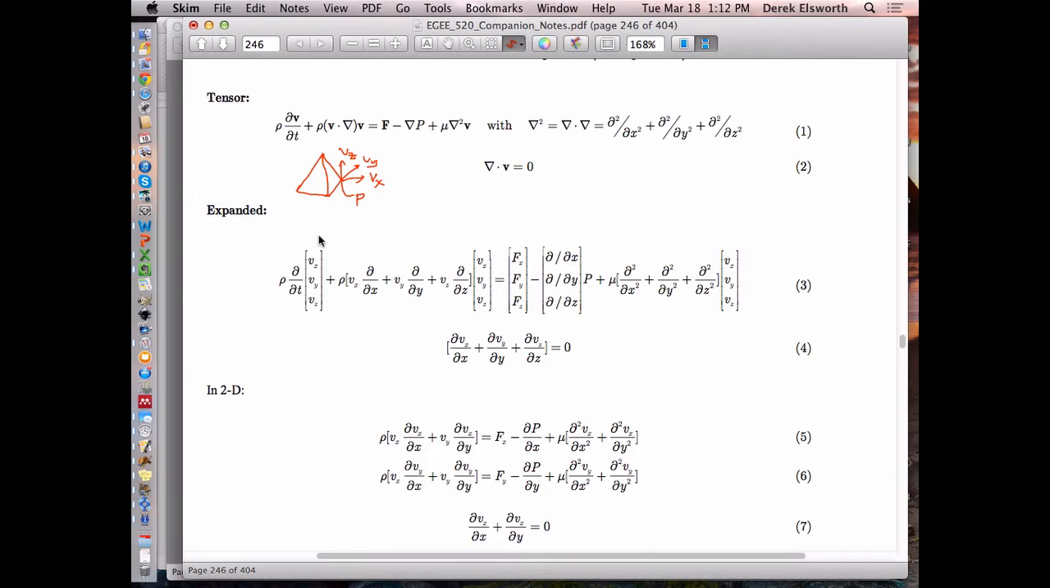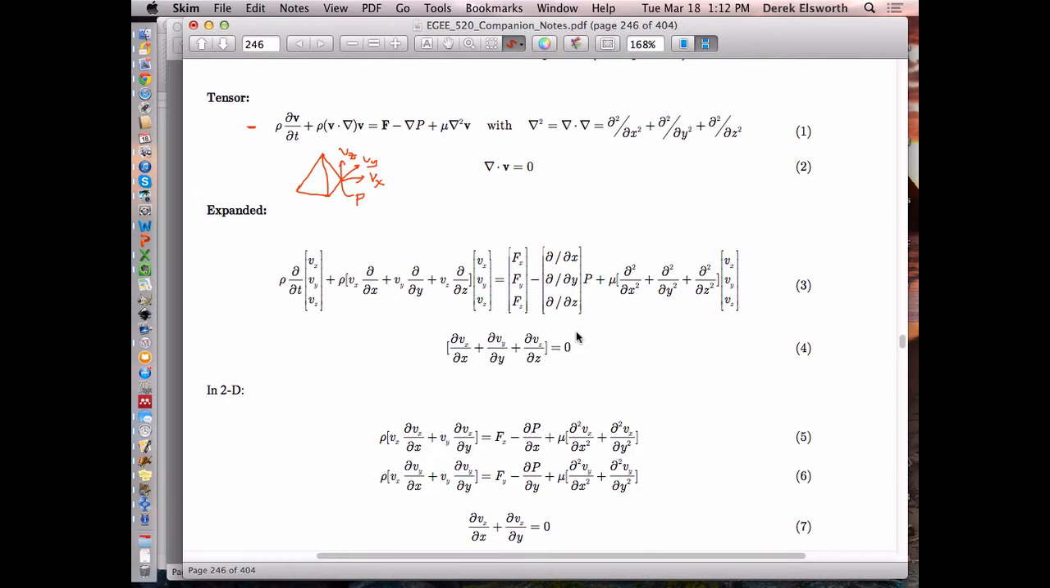If you split it up into the three component parts, then you have an equation that relates velocities in x, y, and z, and forces. So each one of these equations, if you wrote it out as a single equation, would be representing momentum balance in the x direction, or the y direction, or the z direction.